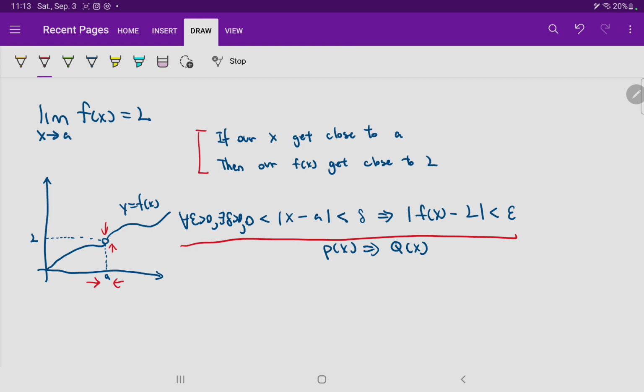And then you could try to use this definition. I'll show you in my next video how to use this definition to prove a limit does exist for an example function. So that's it. That's your formal definition of a limit.